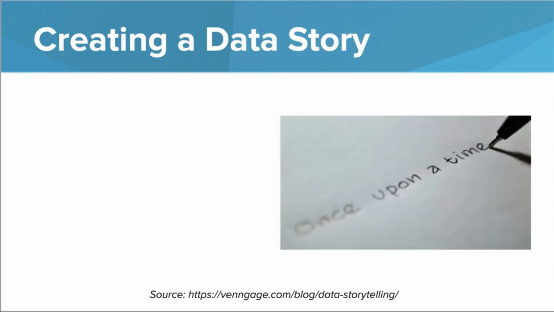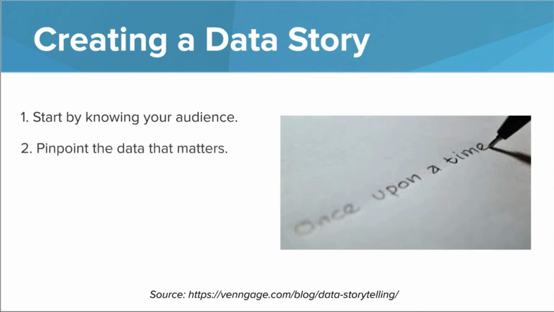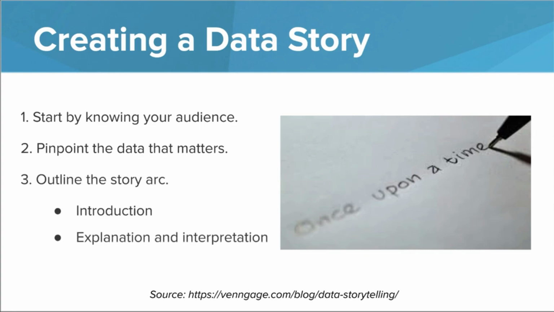There are a few steps that can be followed in order to create an effective data story. The first step is to know your audience. This could change your decision on whether you decide to create an image to share on social media or maybe write a blog post instead. In step 2, you will analyze and pinpoint the important data that will back up your story. Once you know what data will help your story along, you can outline the story arc. It should have a beginning or introduction, an explanation of the data, and a conclusion, which includes next steps or action items that should follow.